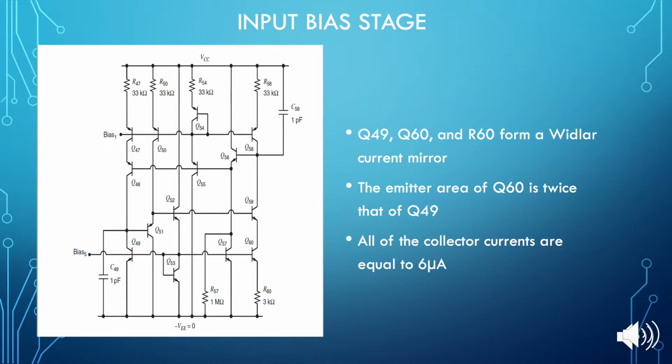The bias circuit produces DC voltages at 2 nodes, bias 1 and bias CM, that are used to establish scaled copies of the 6 microamps current in PNP and NPN transistors in the op-amp. So in this stage, all the collector currents are equal to or around 6 microamps.